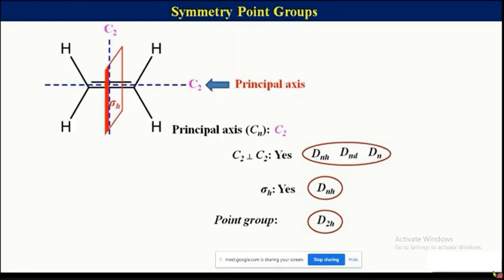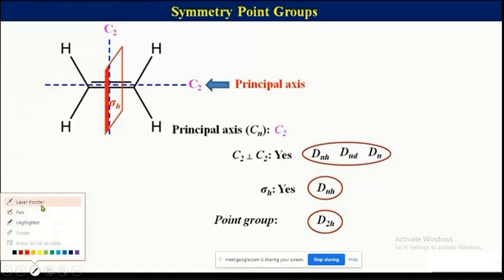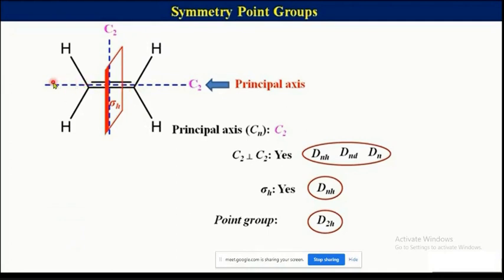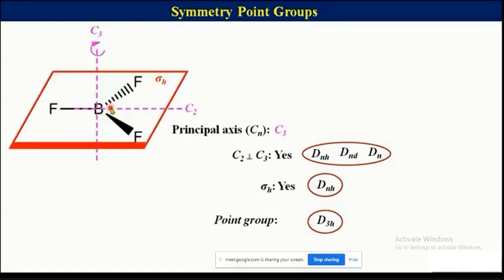In the next case, I have taken an example of ethylene. Take this example, ethylene. Now in this case, there are 2 types of C2. One is passing along the double bond. I will take the laser now. Yeah, this is the first point. You see this C2 which is passing along the double bond. Now another C2 is also present which is perpendicular to the single bond, you can say. One is taken along the bond and another is perpendicular.